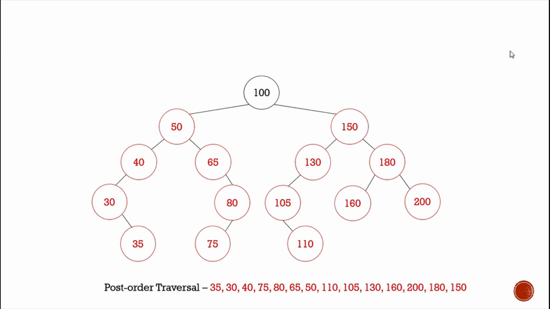Now we can see that both the left and right subtrees of 100 are done being traversed. So now the root is printed, which is 100. We can see all the nodes are successfully traversed using post-order traversal, and this is how it works. Thank you.